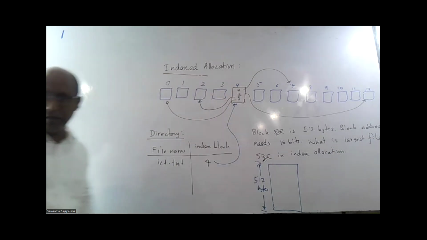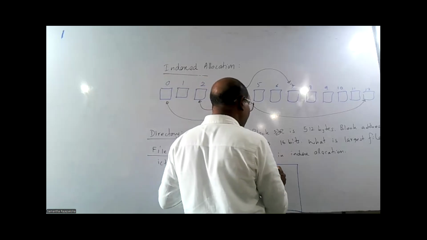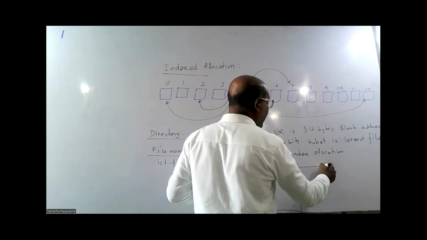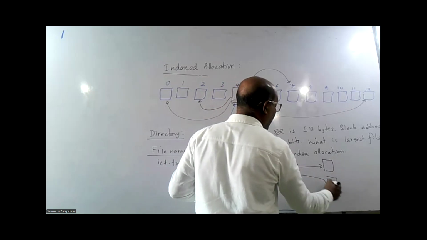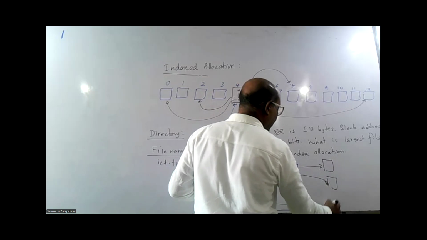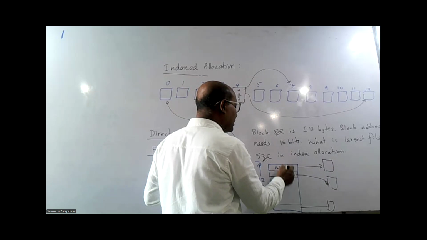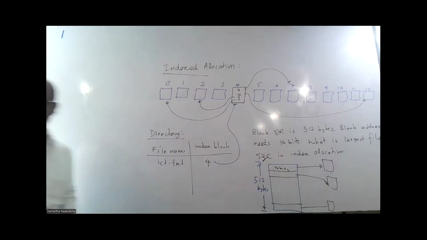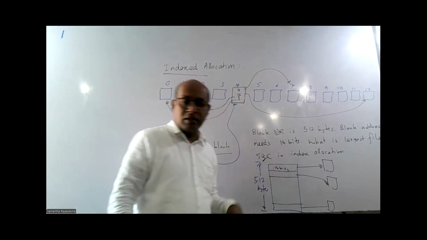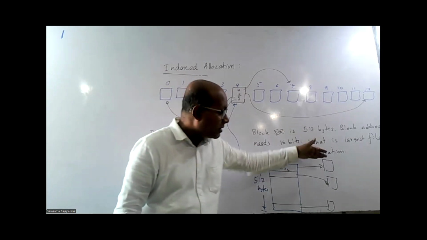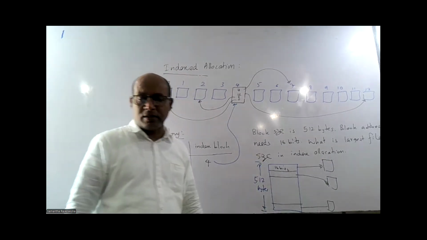That information is given. Now, take one address. This one has the address pointing to the first block, and that is pointing to the next, second block, and the last one is pointing to the next block. Now you can see this address needs how many bits? 16 bits. One block is 512 bytes. This block address needs 16 bits. You ask how large the largest file size that can be stored in the index allocation is.